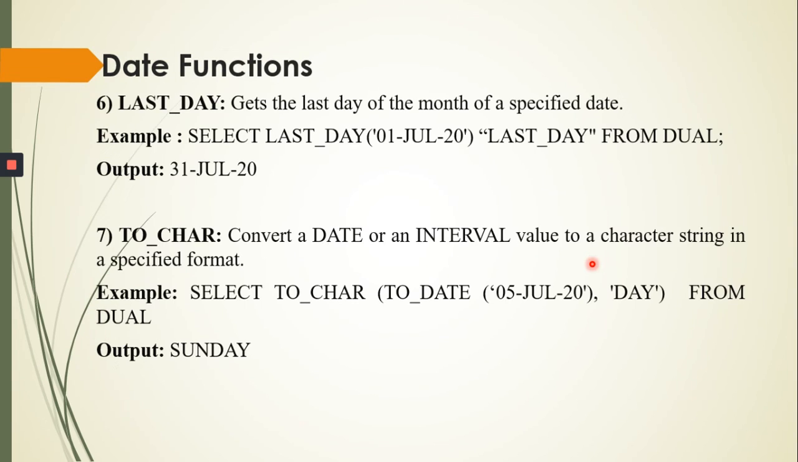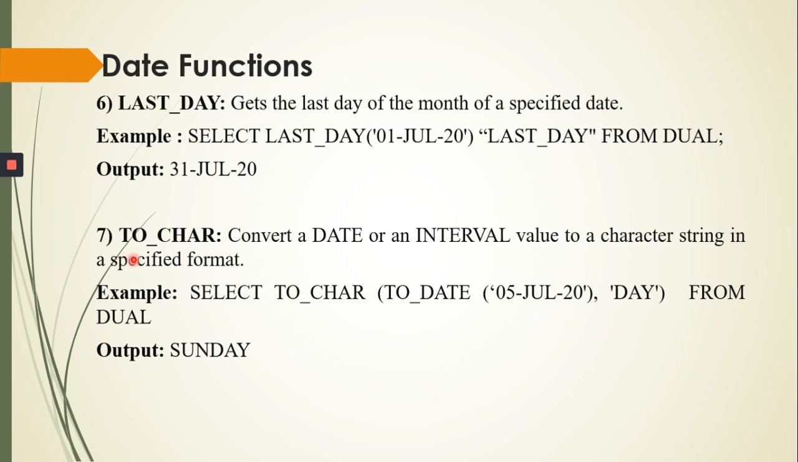Okay, next is last day. It gets the last day of the month of the specified date. If I am providing the date 1st July, then it will provide the last day, so obviously 31st July is the last date of July. So select last day in brackets. We have to write any date, so 1st July. The last date of the July month is 31st, so the output will be 31st July 2020.